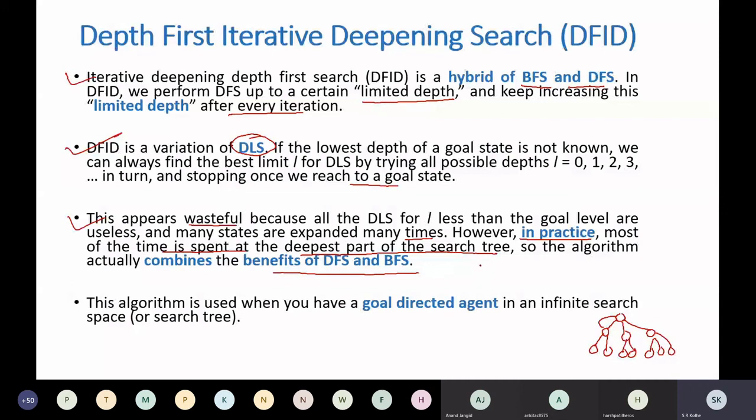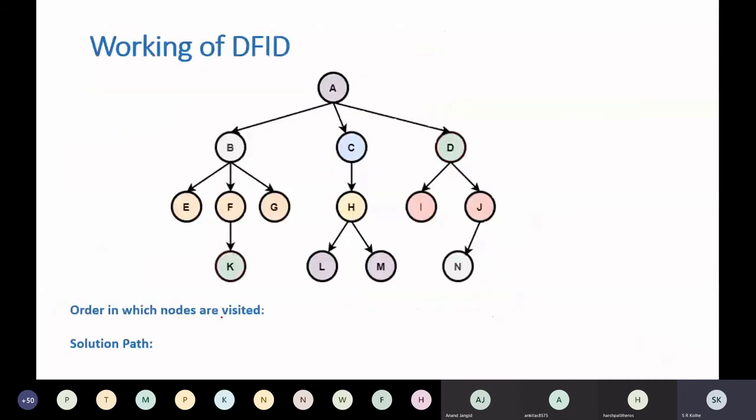But practically you will be able to see that most of the time is spent at the deepest part of the search tree. So the algorithm has the benefit of DFS as well as BFS. Therefore this algorithm is used when you have a goal directed agent in an infinite search space. So suppose the search space is infinite, in that particular case this algorithm is a better solution. So let us see now how this algorithm will work.